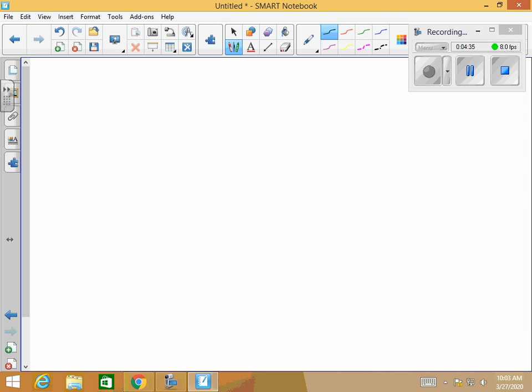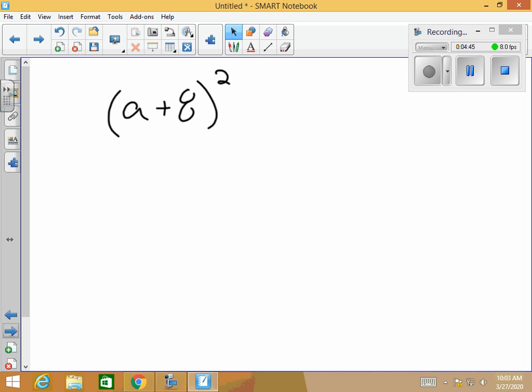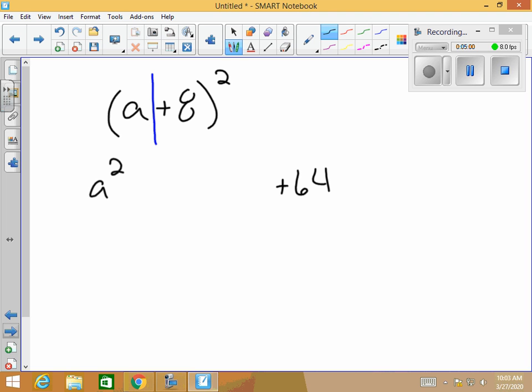So let's go a plus 8 again. I'm going to leave it in those parentheses because I understand that I actually have two of those. And when I do, here's what's going to happen. I'm going to separate my first term from my second term. And when I square things, I get a squared on the front. On the back side, or the last, I get plus 64.